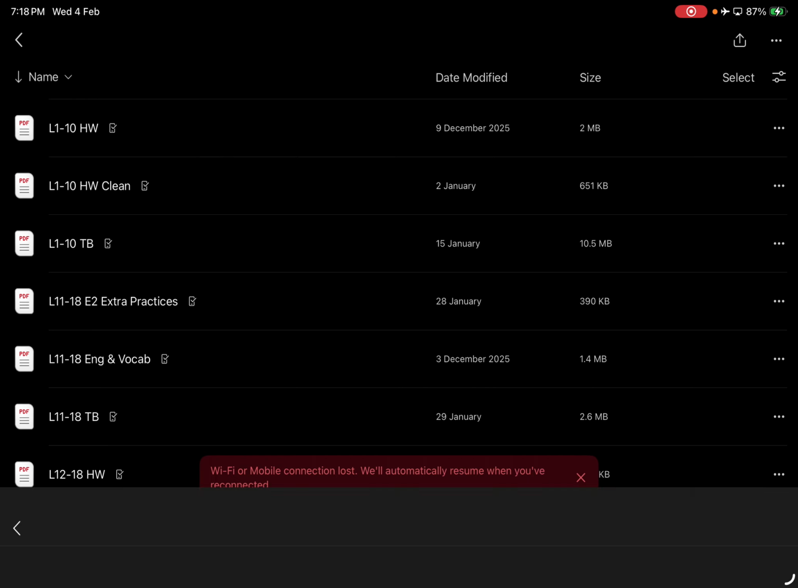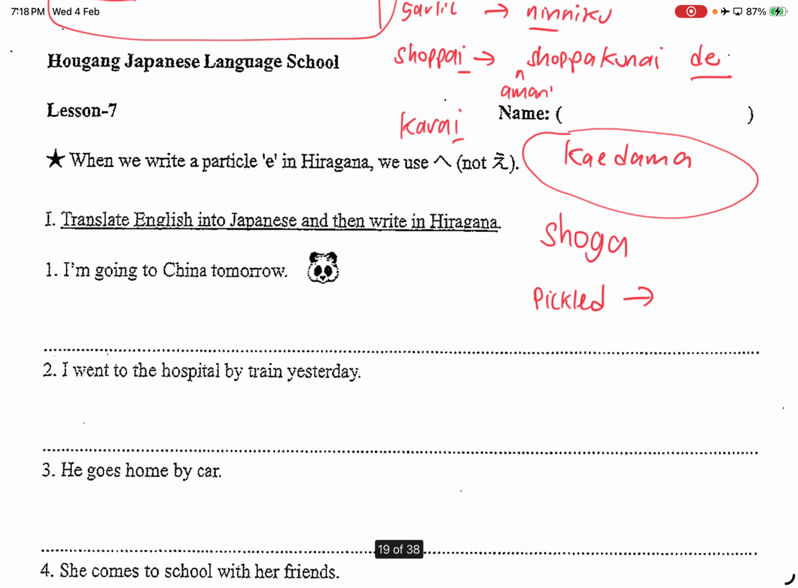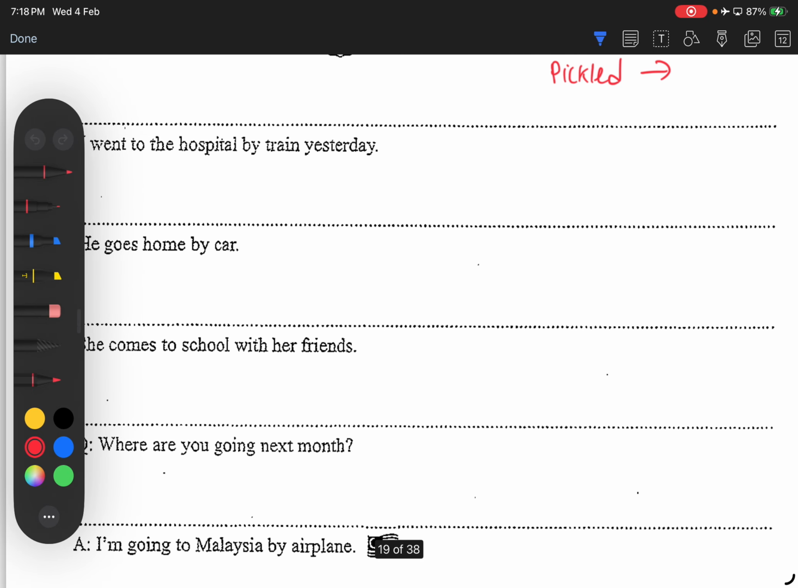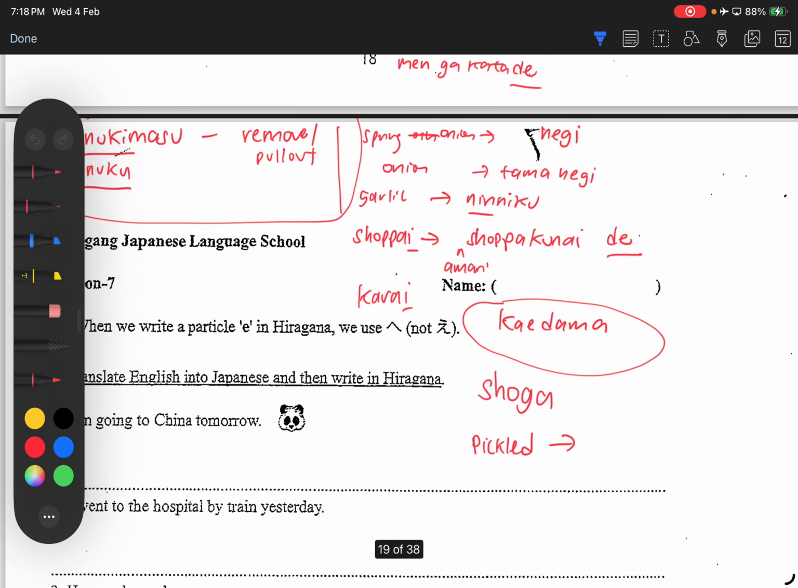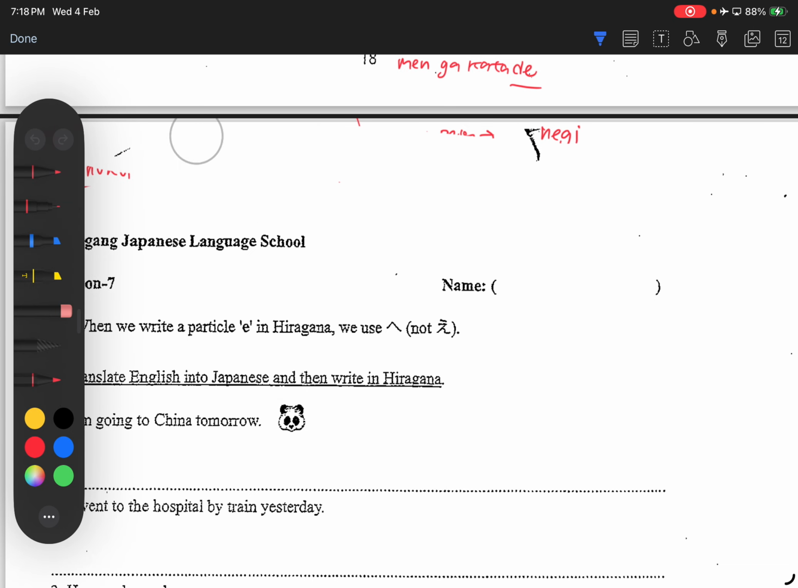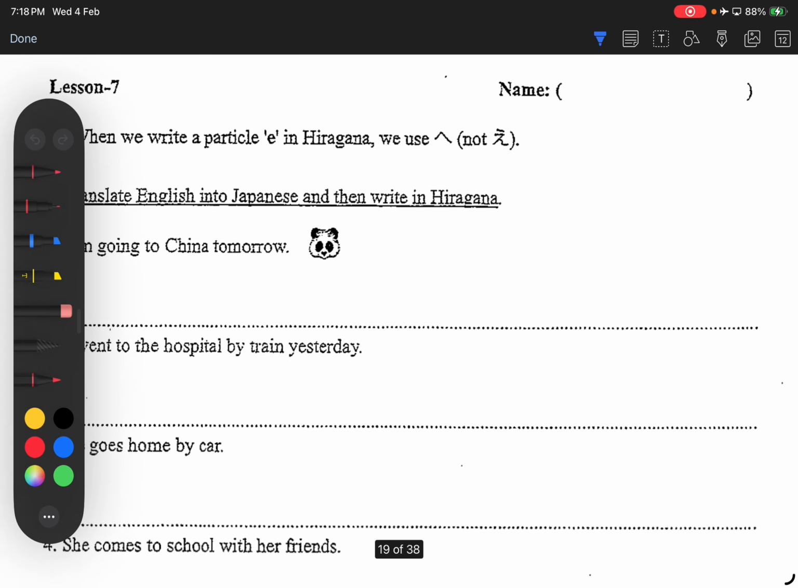So let's go on to the homework. Lesson 7 homework. Yeah. Today is 7, 8. Because next week will be 9, 10. My tablet is lagging. Okay, lesson 7.